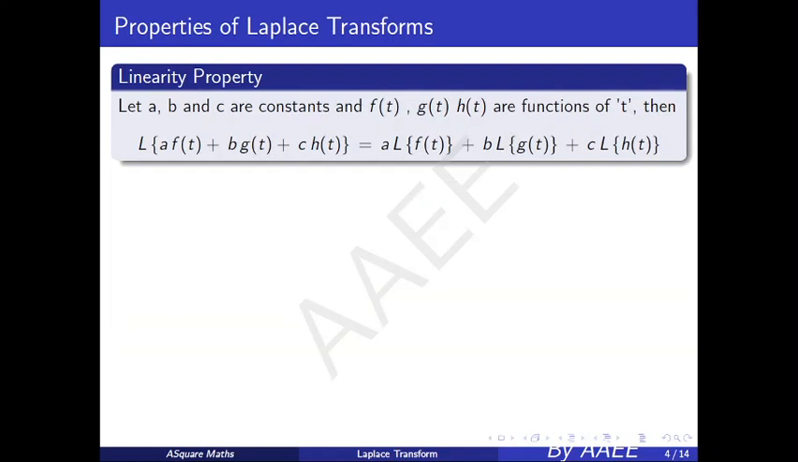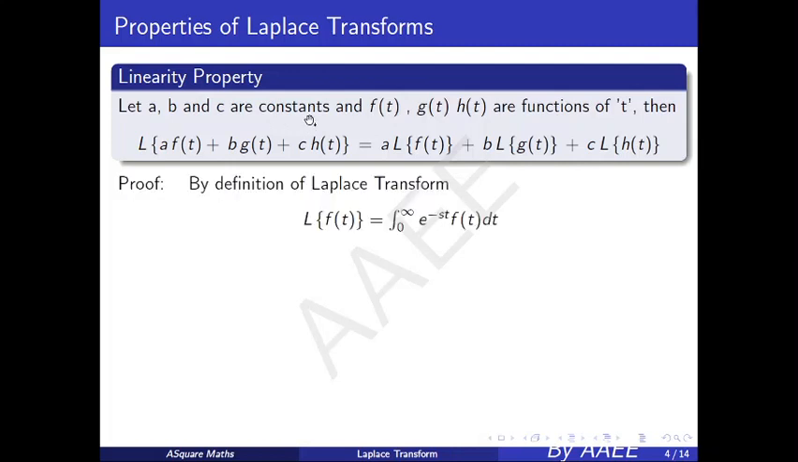Next, let us see the linearity property of Laplace transform. If f of t, g of t, h of t are functions of t and a, b, c are constants, then the Laplace transform of a f of t plus b g of t plus c h of t is equal to a Laplace transform of f of t plus b Laplace transform of g of t plus c Laplace transform of h of t.